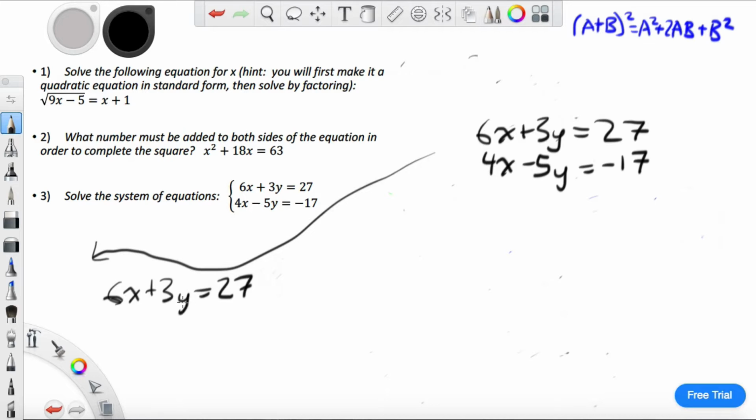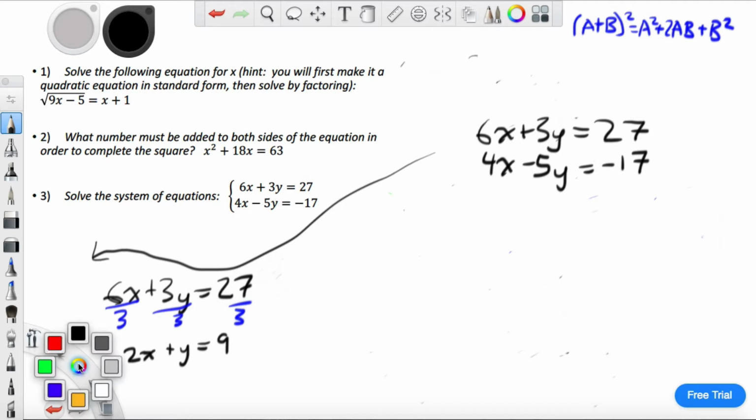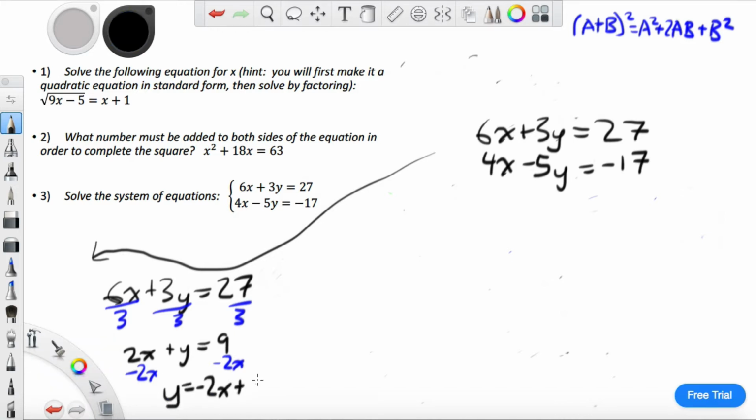Why am I going to do that? Because I want to take one of these, it doesn't matter which equation, and make it so that there are only x's in it instead of y's and x's. One way we can do this is to put this in slope-intercept form. So I'm going to divide this by 3, this by 3, this by 3, and I'm going to end up with 2x plus y equals 9, right? And then I'm going to subtract 2x from both sides, and that gives me y equals negative 2x plus 9.